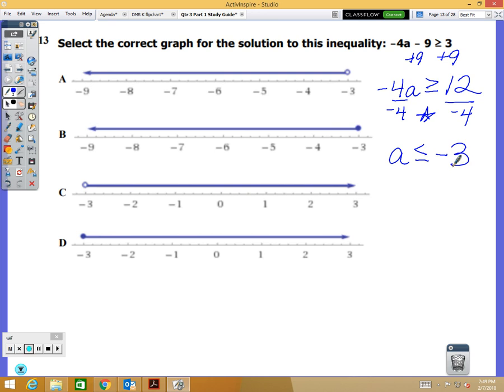Now in every single one of these number lines, it's at -3. So that's not the important part here. The important part is that inequality sign, which is now less than or equal to. So we're looking for closed only. A is open and C is open. So that narrows it down to B or D. And that inequality sign is less than. So less than would be B. Any questions on that one? Okay.